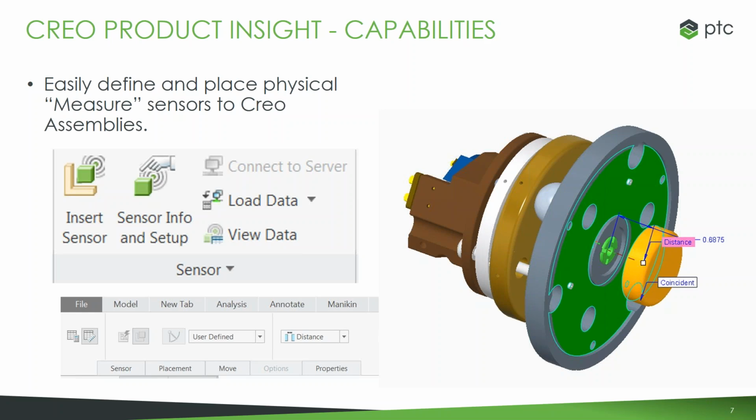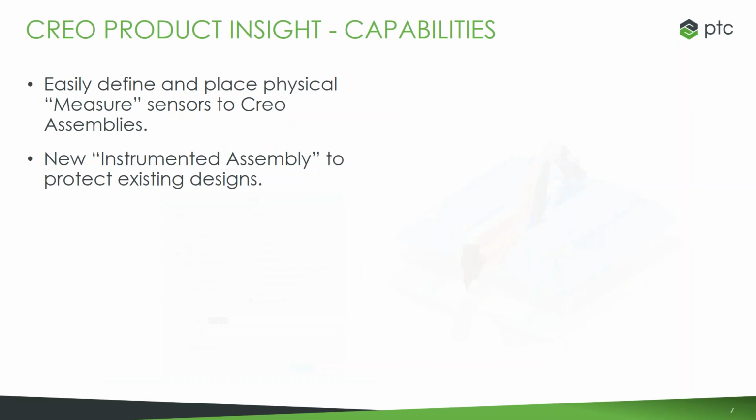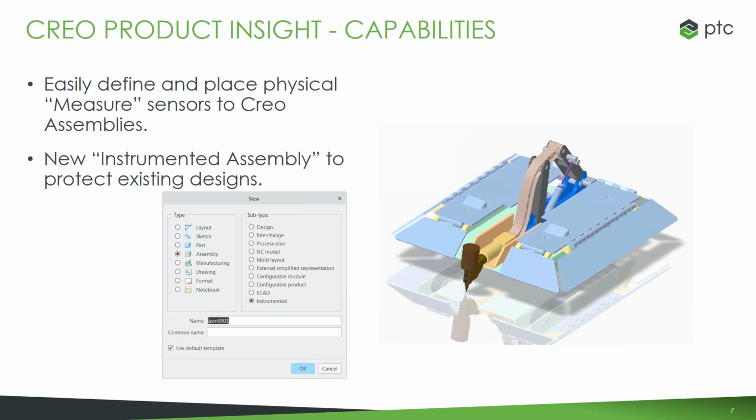You can easily define and place physical measures or sensors into your Creo assembly. So you can attach sensors into the assembly and then have the data feeds go to those, and you have a new instrumented assembly. If you're not really planning on putting sensors on your final design that is going to go to market, that's fine. We have one-way associativity with instrumented assembly so that you can use your latest working design, put those measurements or those sensors into your assembly, but not worry about that affecting your existing design.